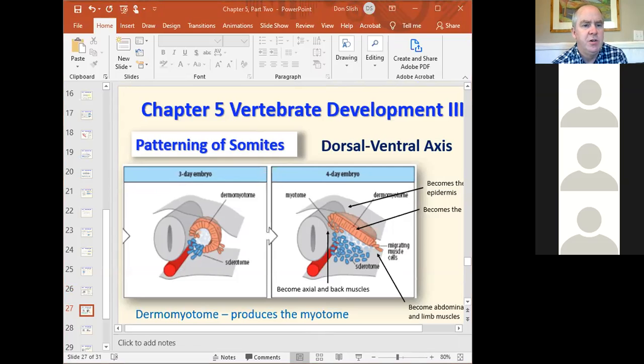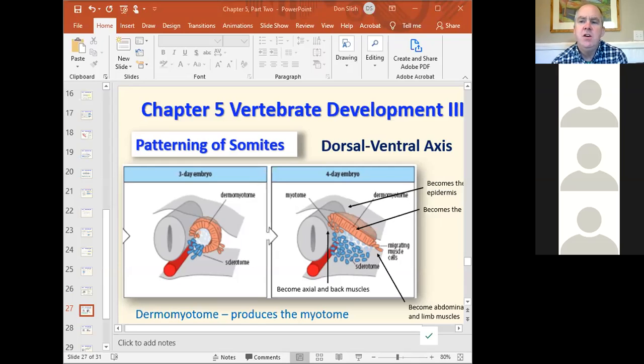Okay, so I'm down here, dorsal ventral patterning. You've got your dermomyotome, and this is dermomyotome because it's expressing PAX3, a transcription factor. That makes it dermomyotome. And your myotome then will express MyoD. MyoD is a classic transcription factor for muscle differentiation. So we're going to get muscle with this.